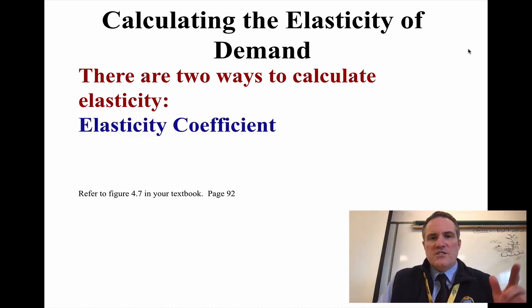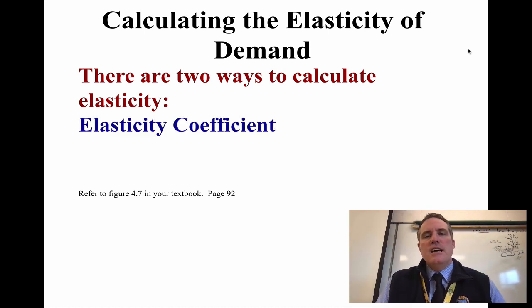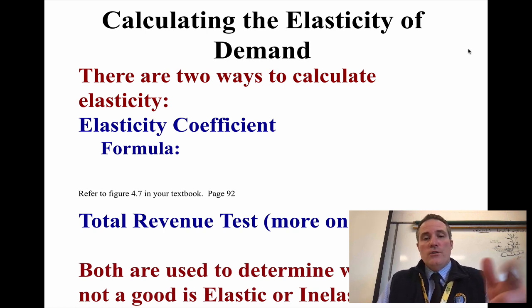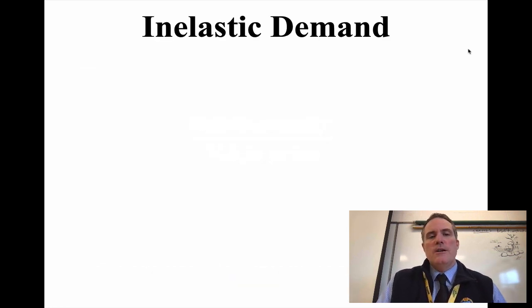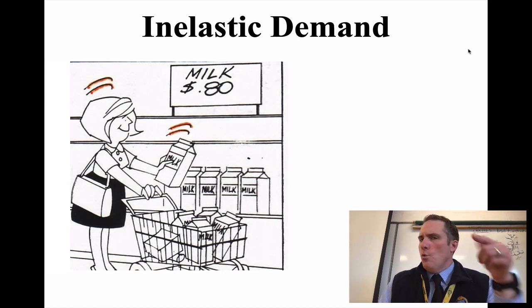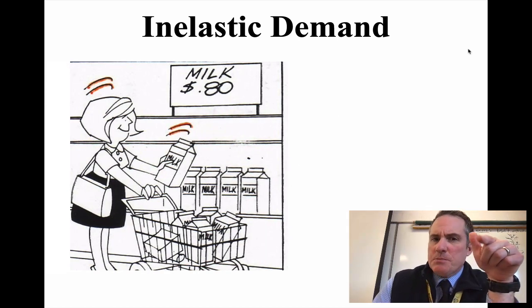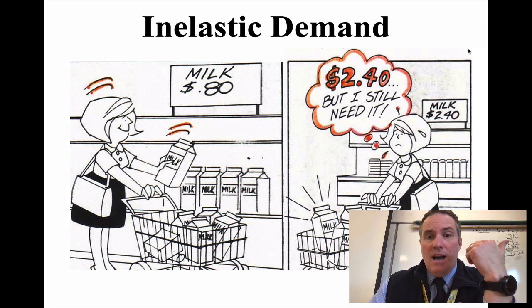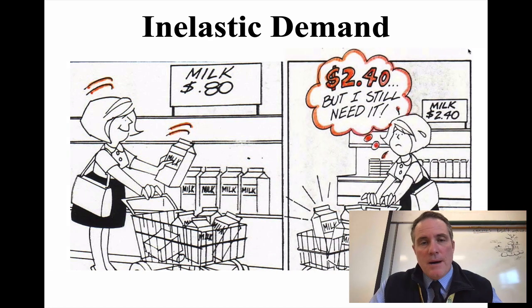So there's different ways to calculate it. You've looked at it in the book and you have the information down. You can pause the video here so you can get some of the notes as we move forward, okay? So now we're looking at the inelastic demand. What does that mean? Okay, milk is 80 cents, but what if milk went up to $3 and something, or $2.40? Nah, I need it and I still need to buy it. That is the inelastic demand, okay?